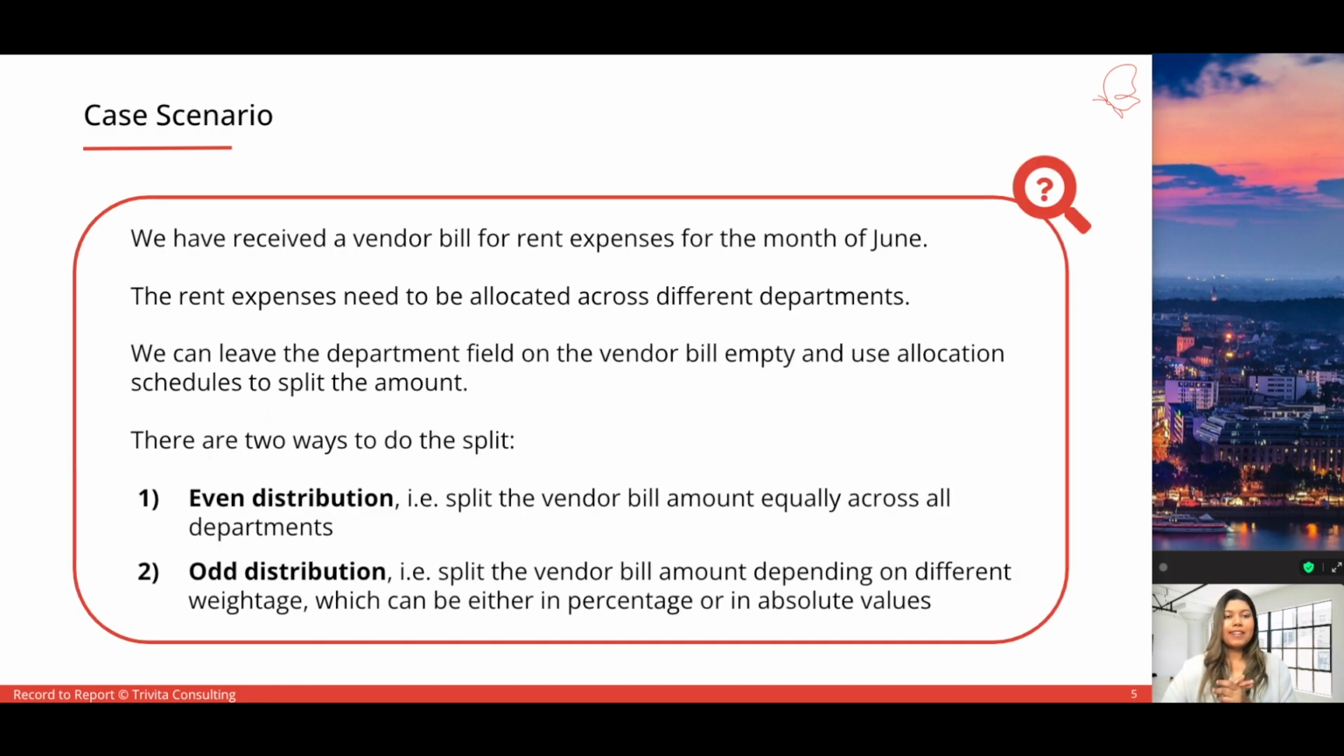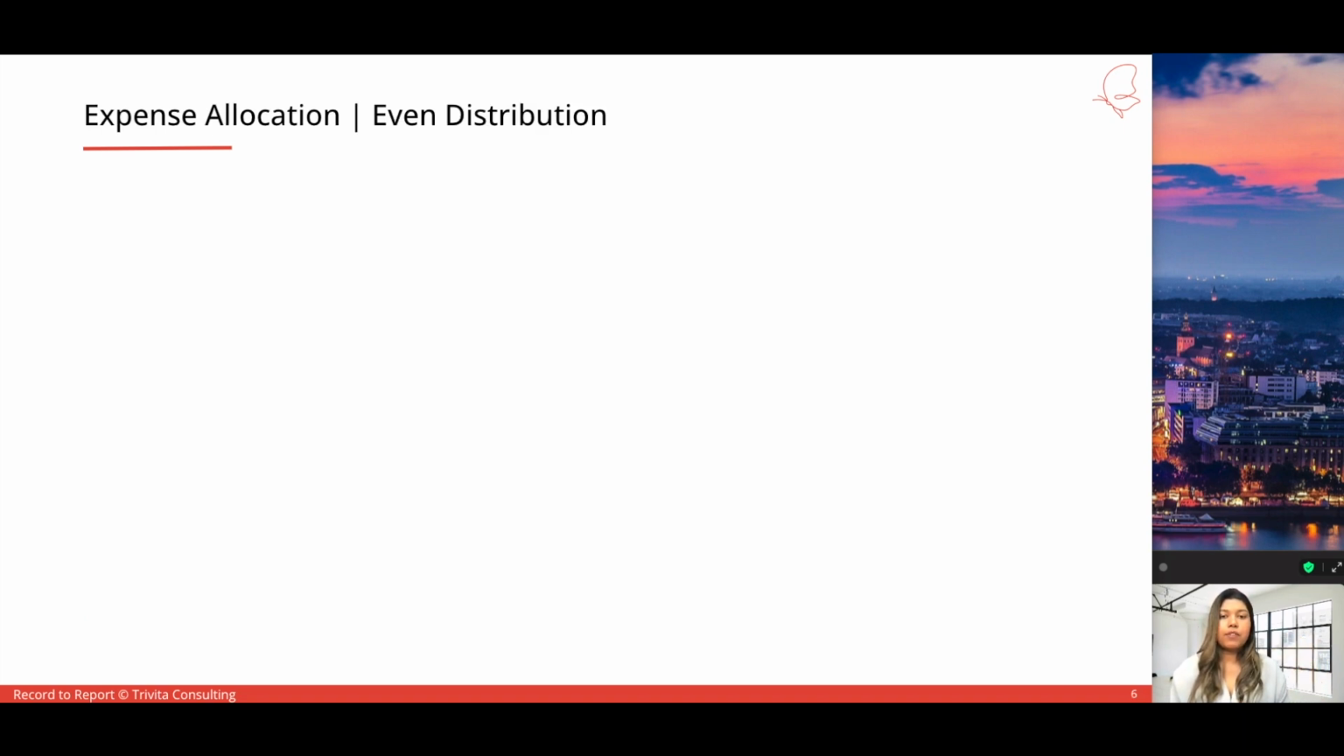Now, let's take a look at a concrete example. We have received a vendor bill for rent expenses for the month of June. We want to allocate the costs of this vendor bill across our departments. Now, we have two ways to do that within the fixed allocation method, even distribution and odd distribution, and we're going to look at each one of them. Let's start with even distribution.